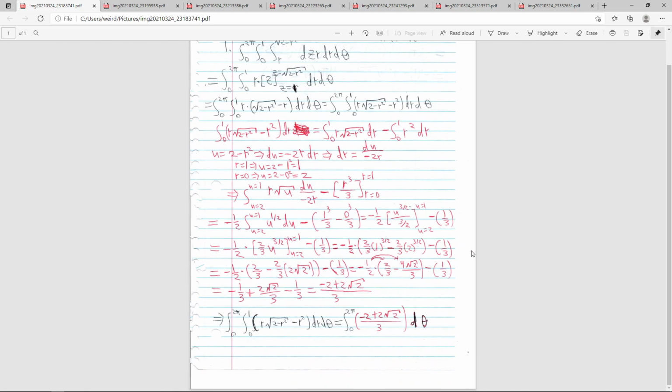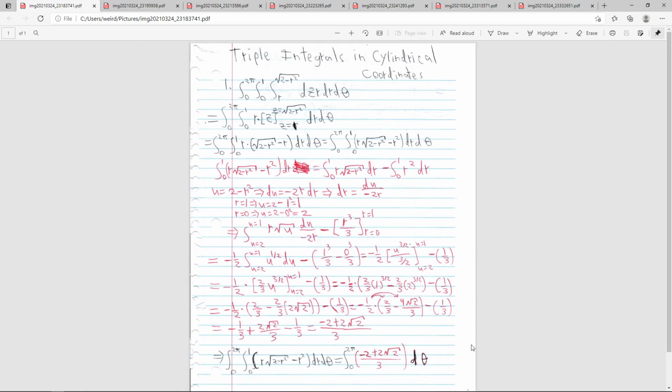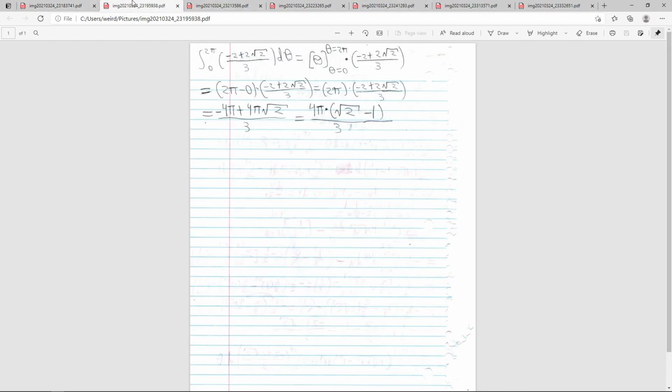You work it down, and eventually you'll get negative 2 plus 2 square root of 2, over 3. That's basically what you'll get from this whole thing. So the integral becomes just 0 to 2 pi of negative 2 plus 2 square root of 2 divided by 3, d theta. The d theta is going to be very easy.